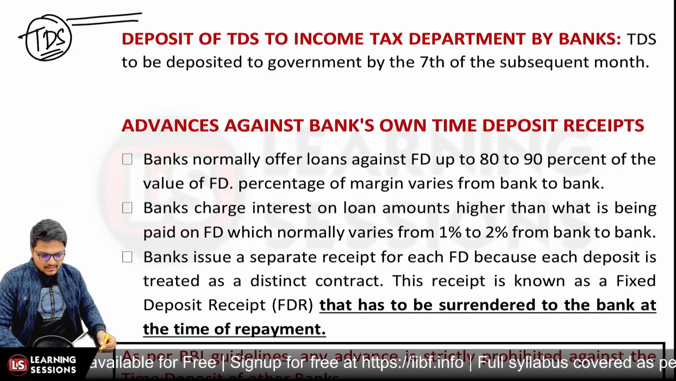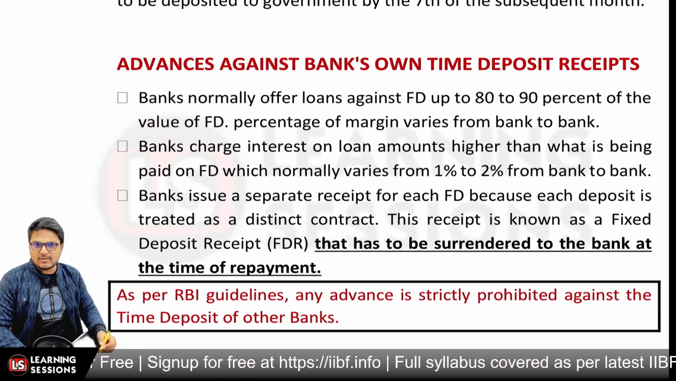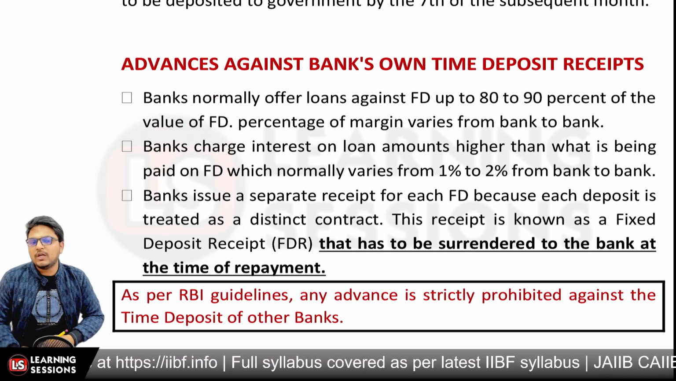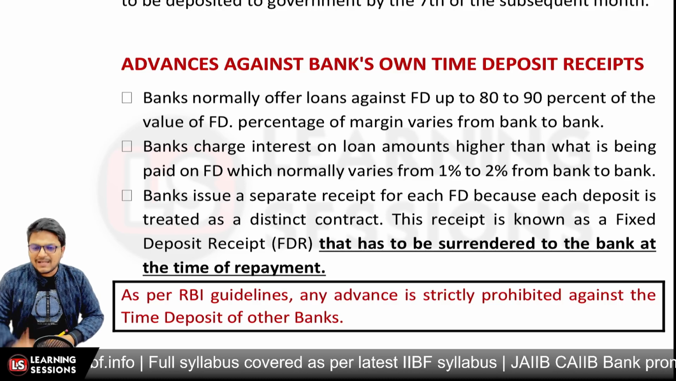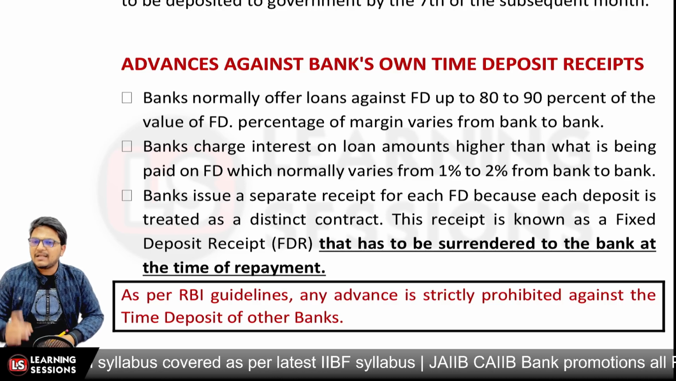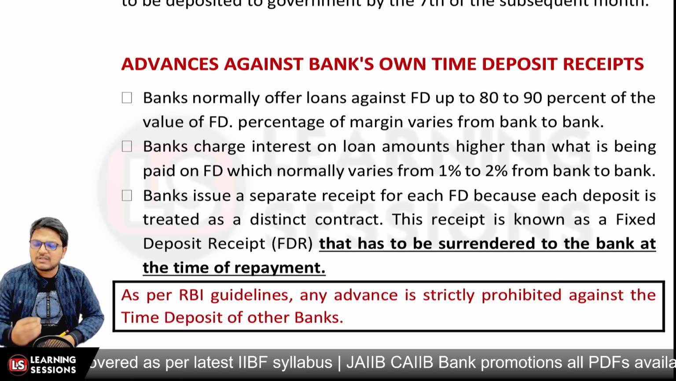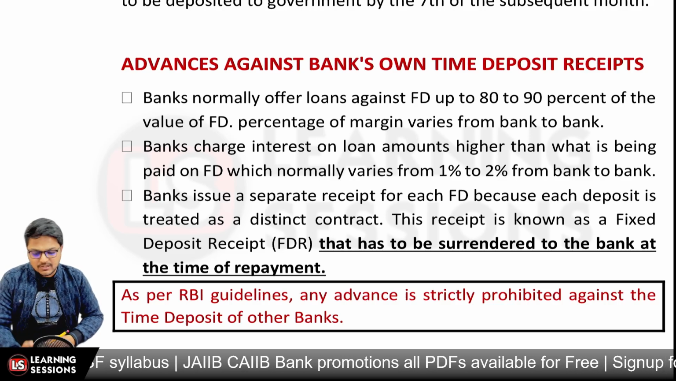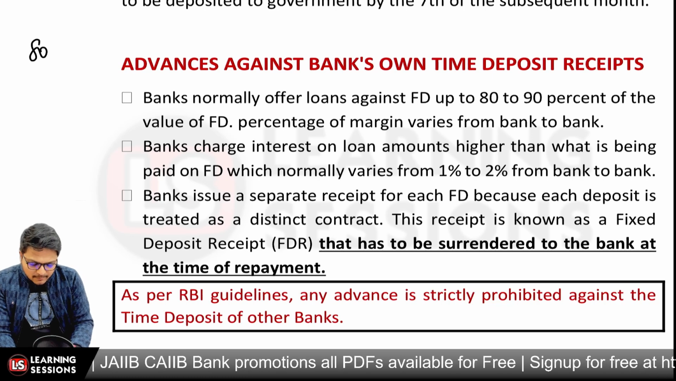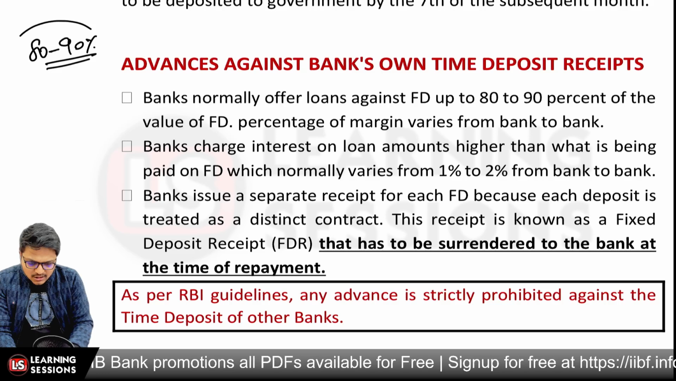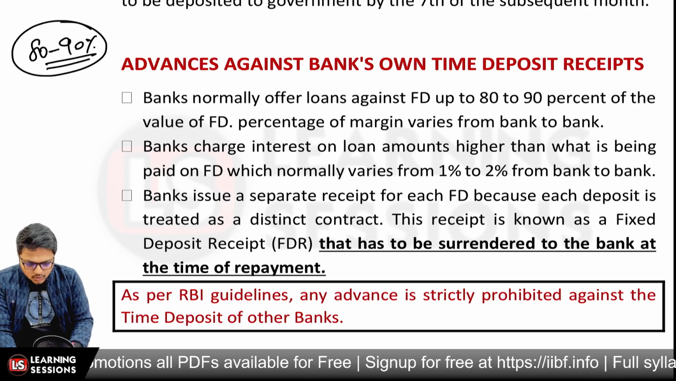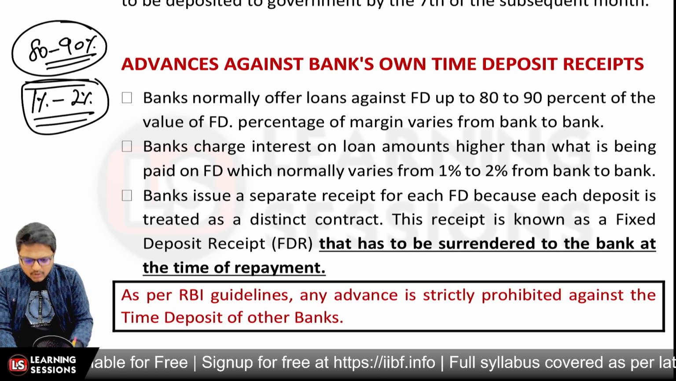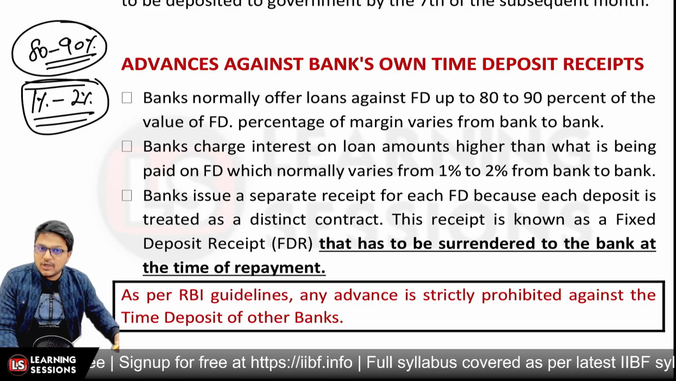And further, let's understand advances against bank time receipts. As per the Reserve Bank of India guideline, it is strictly prohibited: an advance can only be given against the time deposit receipt or fixed deposit receipt of the same bank only, and not any third bank. Banks may give an advance of up to 80 to 90%. The margin amount may differ from bank to bank, and banks also charge 1 to 2% extra interest above the contracted FDR interest rate.